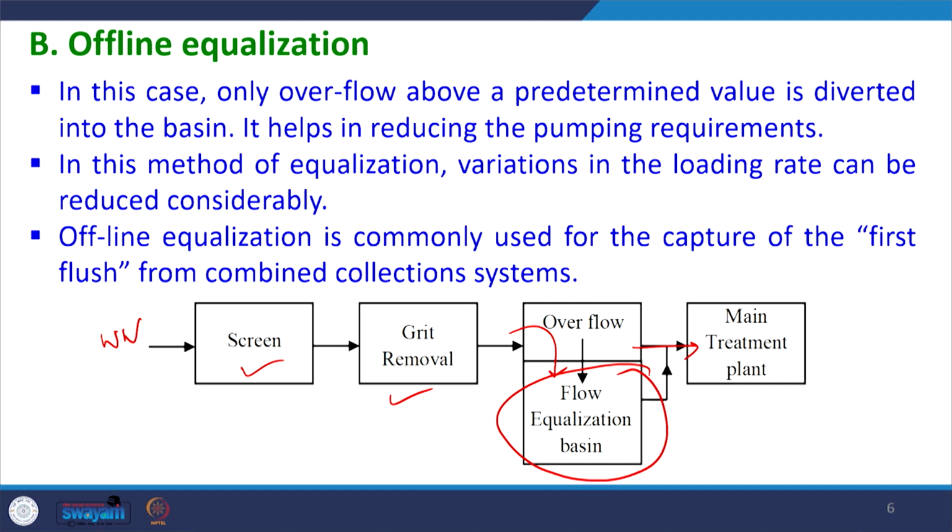After a certain time, when the average flow is much lower than the desired flow rate, then under those conditions the water from the flow equalization basin is taken into the main line and then further treatment is done in the main treatment plant. So, via this method the variation in the loading rate can be reduced considerably. Offline equalization is commonly used for the capture of the first flush from the combined collection systems. So, it has a lot of uses.